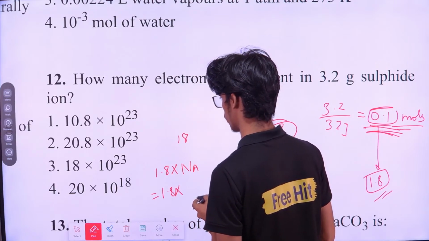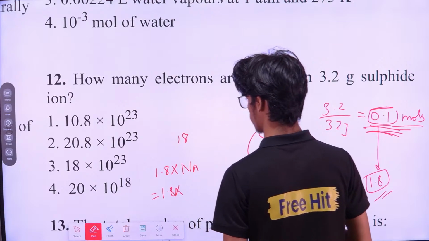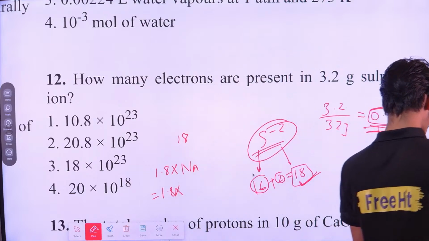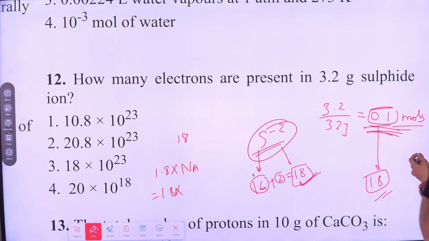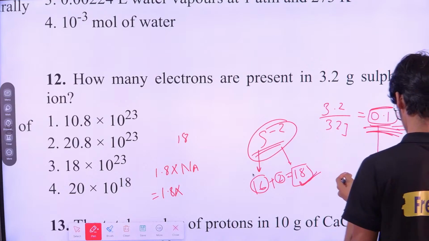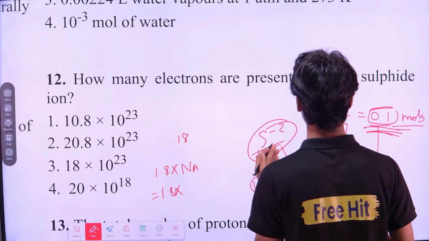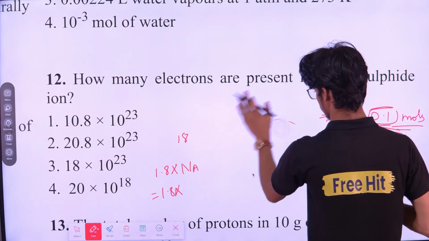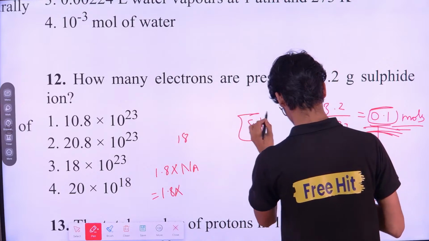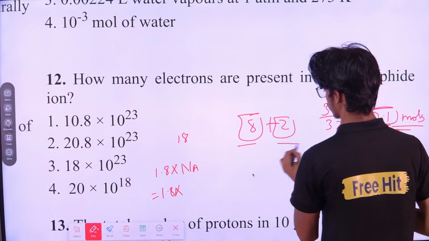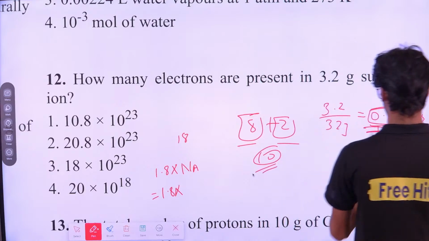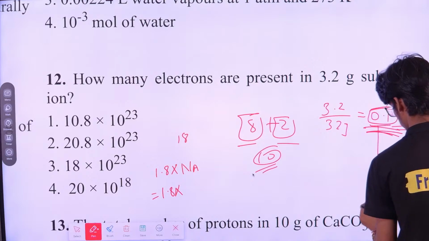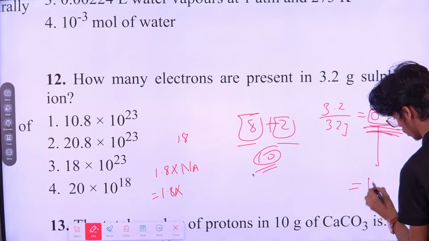Option number 2, 20.8 into 10 to the power 23. Wait, how many electrons are present in 3.2 gram of sulfide? Wait, do it. In the outer side there is 8, and when you add 2, then it is 10. So 1 mole is 10 moles of electrons. So 0.1 mole is how much? It is 1 mole.